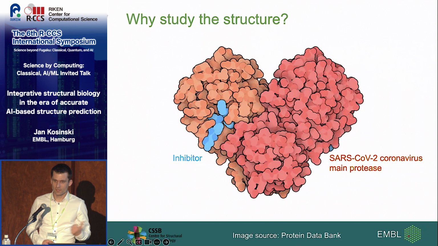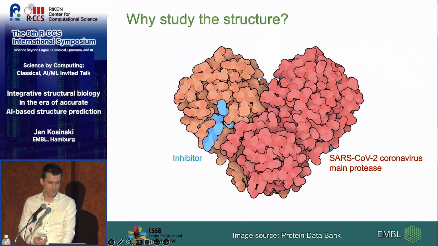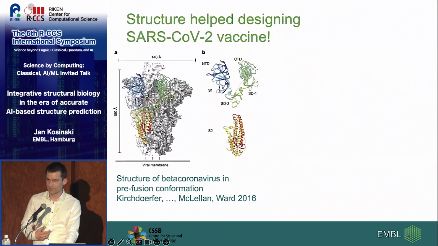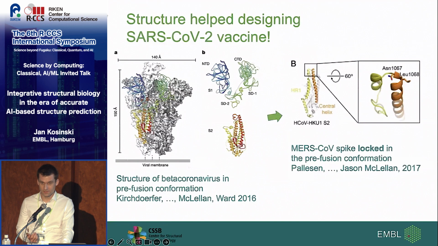This structure depicts a drug molecule bound to the main protease of coronavirus, and indeed structures can be used to understand how a drug works and also to design new drugs. And here is the cryo-electron microscopy structure of a beta coronavirus published before the pandemic, which was used to design a mutant that stabilized the spike protein in a pre-fusion conformation. This structure was crucial to then design the vaccines that ended the pandemic.